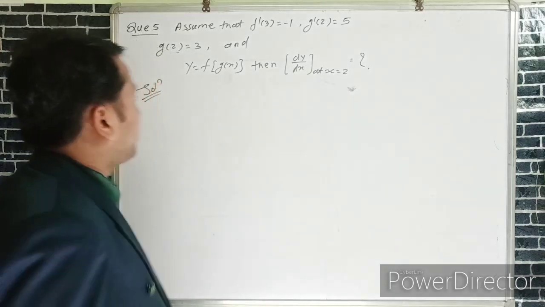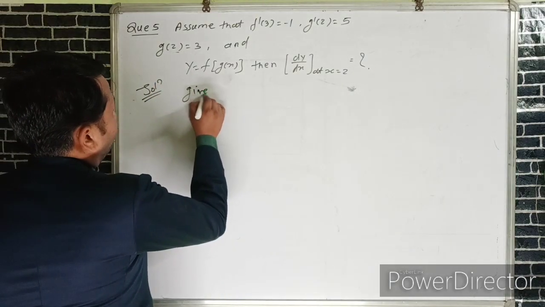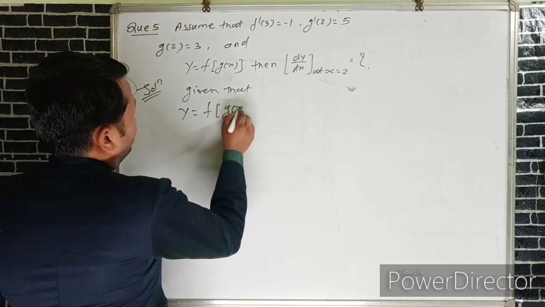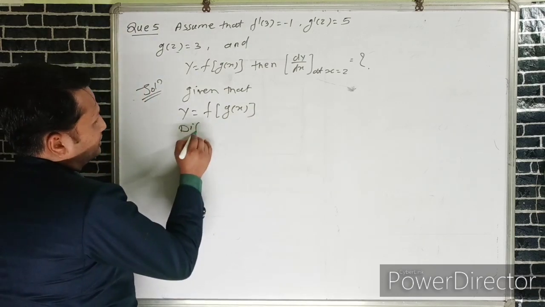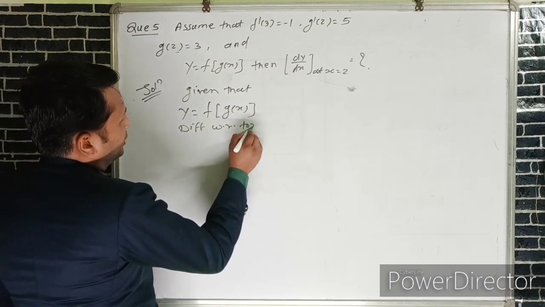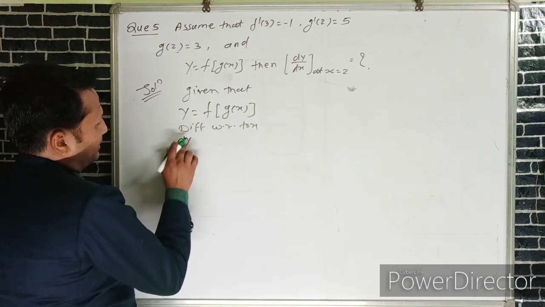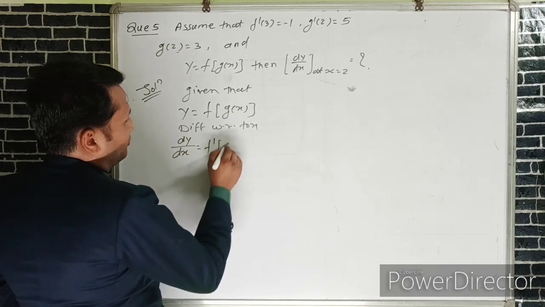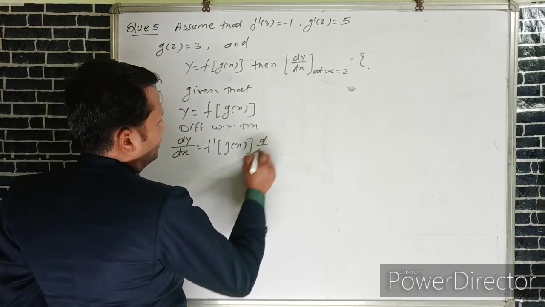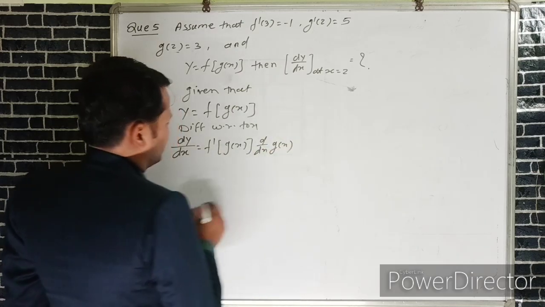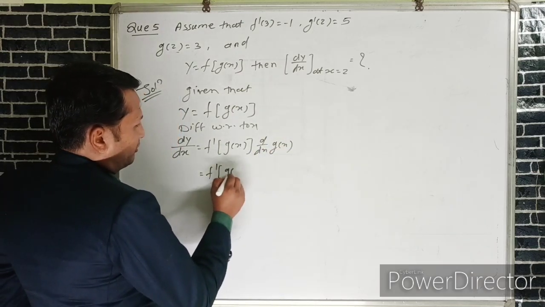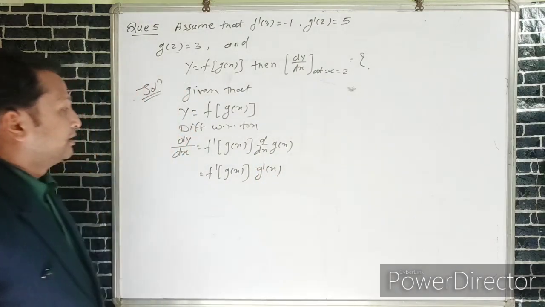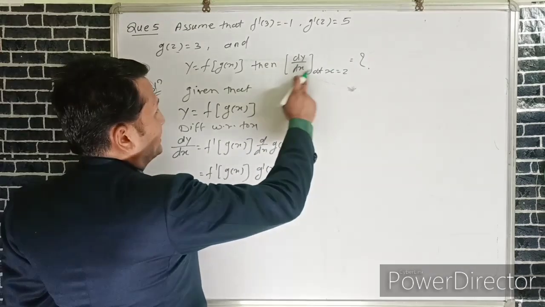Hence, first of all, we can write the given function y is equal to f of g of x. If we differentiate the given function with respect to x, then the derivative of y is dy by dx. The derivative of f is f dash of g of x, and we again take the derivative of g of x. Here f dash of g of x as it is, and the derivative of g of x is g dash of x.